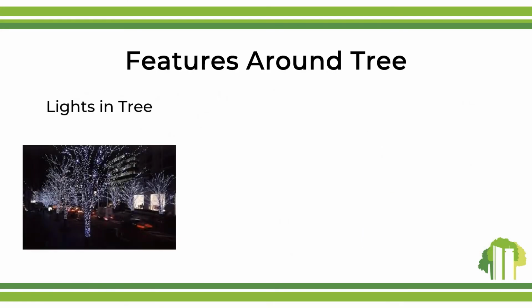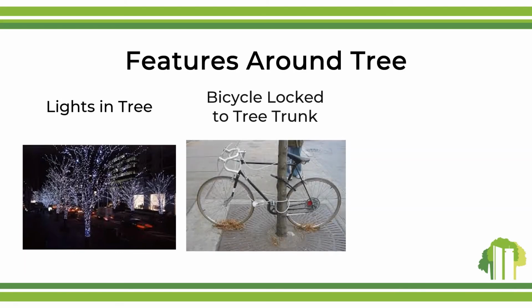Lights in tree. Lights in trees can be harmful to the tree if they are tightly wrapped around the trunk or if they are left for longer than a season. If you notice lights wrapped around the tree, or if there are lights hanging on the branches, select this feature. Bicycle locked to tree trunk. If you notice that someone has locked their bicycle to a tree, select this feature.